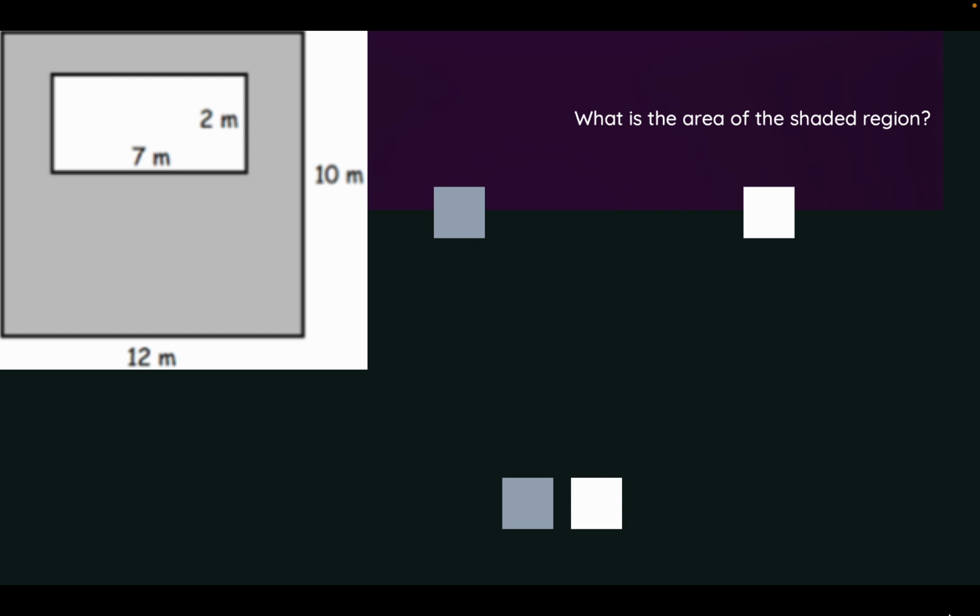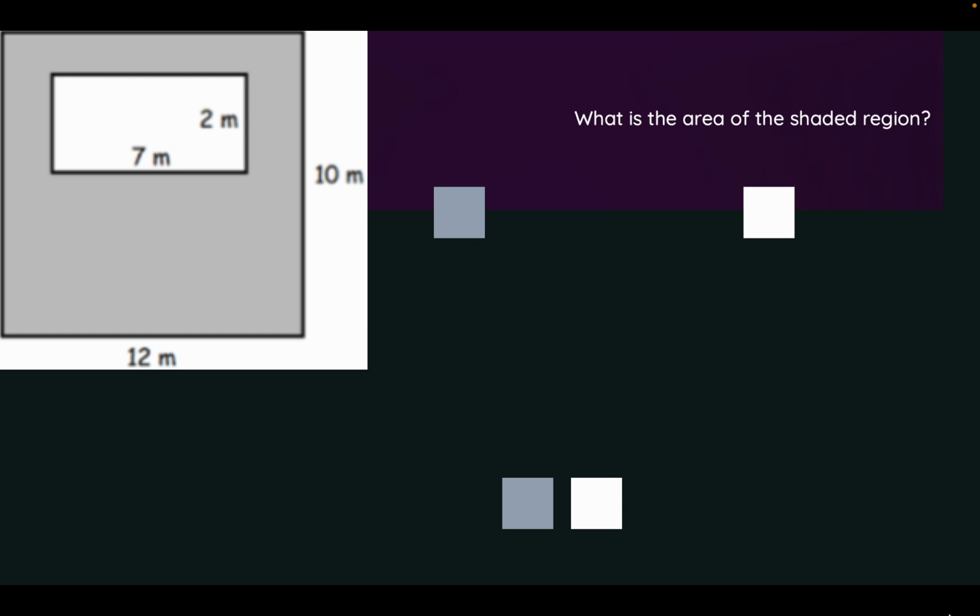When you're finding the area of the shaded region only, that means you need to find the area of both the big rectangle and the small rectangle. And that small rectangle was taken out of the big rectangle, so you're going to subtract it. So you'll find the area of both of the shapes and then subtract them from each other to find the area of the shaded region. Pause the video and solve the work. Once you get it solved, come back.